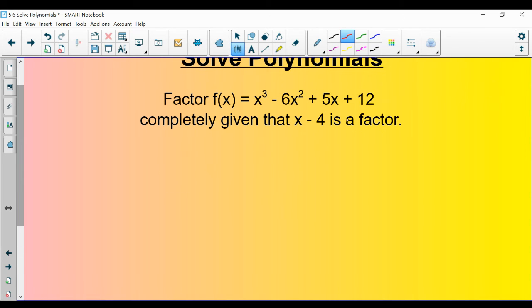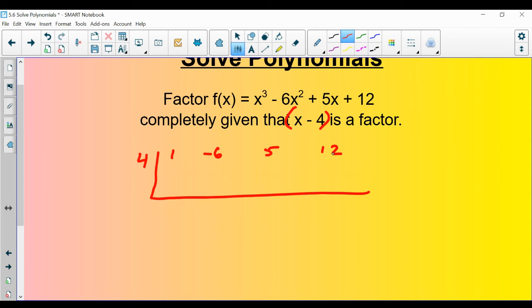However, given what we know, we actually do have a way to factor this completely now. And guess what? It involves synthetic division. So we're going to divide by x minus 4. Remember, if we divide by x minus 4, that means 4 is going to go on the outside. And we're going to take all the coefficients, 1, -6, 5, and 12, and use synthetic division. Because it's a factor, we better get 0 right here. Not here, here. If we don't get 0 there, something is amiss.